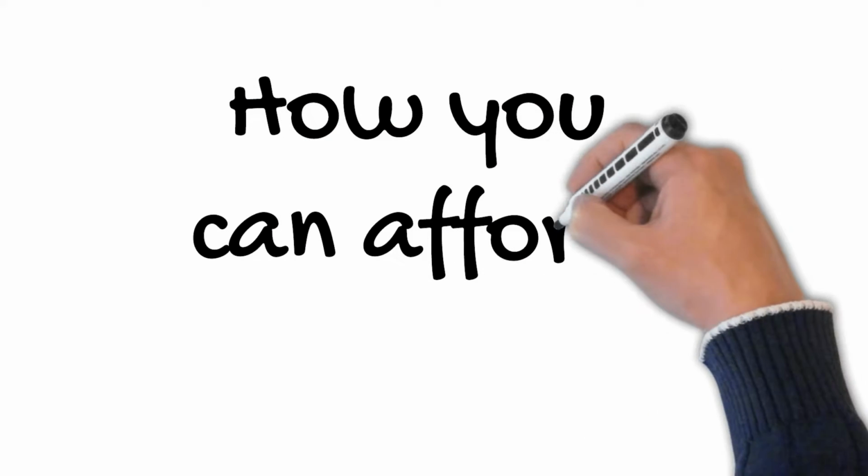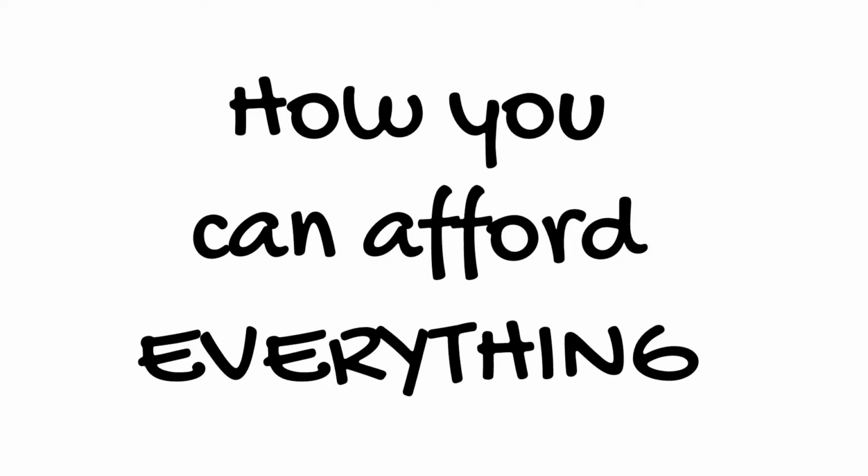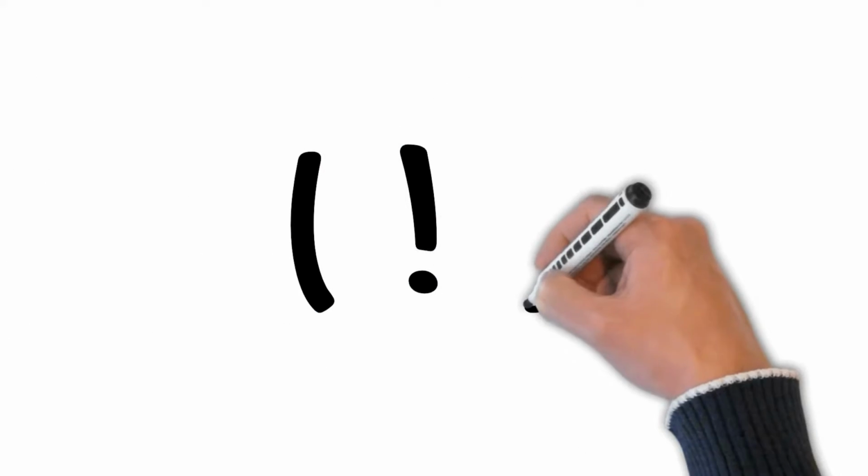How you can afford everything. This example is oversimplified in order to explain the principles in a simple way. The numbers in it are random but also chosen so the math is easier.